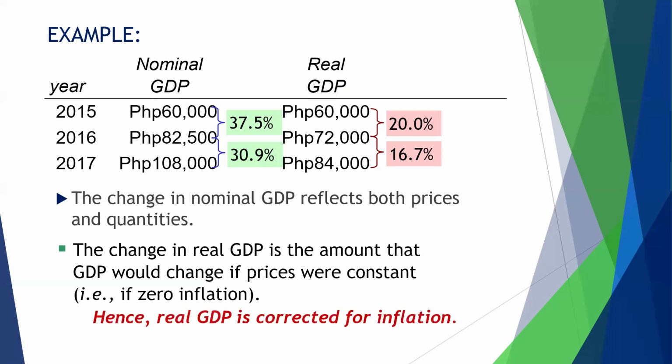Given the difference between nominal GDP and real GDP, the nominal GDP is not corrected for inflation because, again, we use current prices. While in real GDP, it's corrected for inflation because we use constant prices. Okay? So that ends my discussion about the nominal and the real GDP. So once again, a pleasant day to everyone.